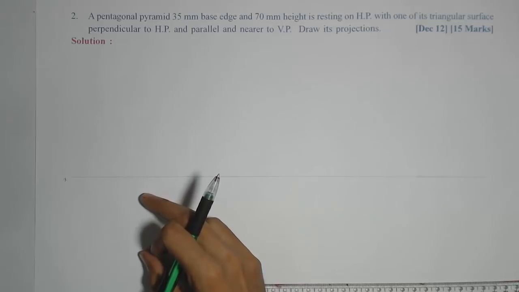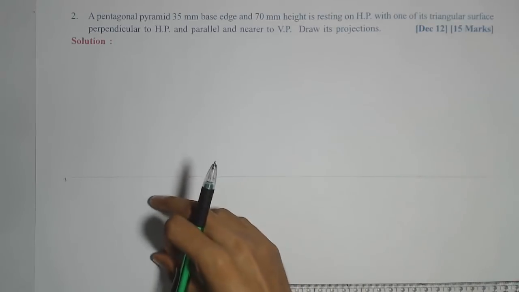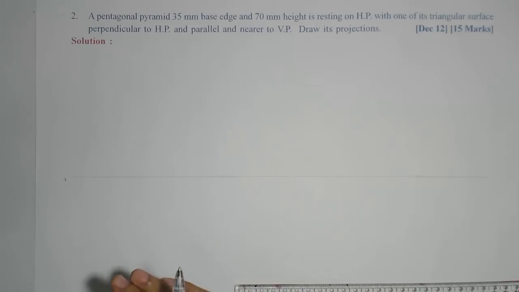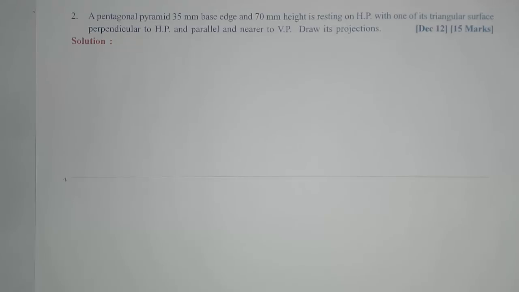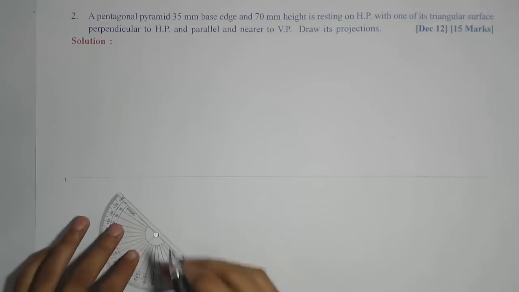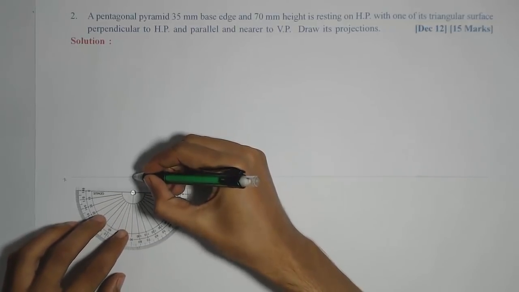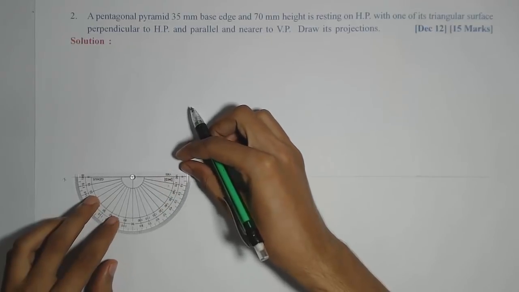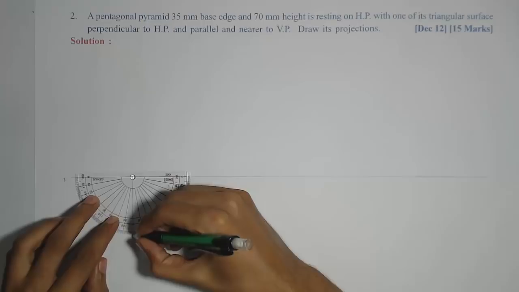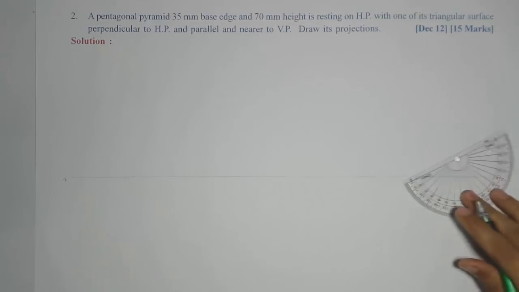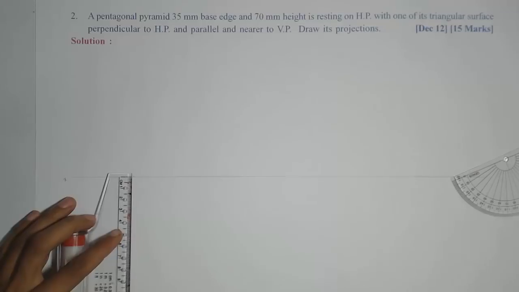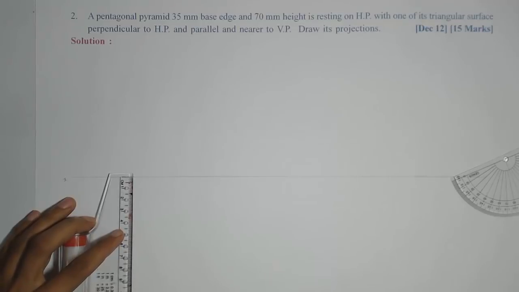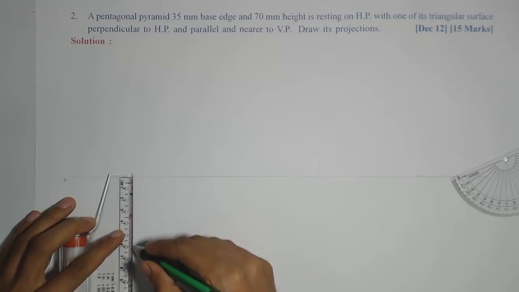Then only we can tilt that triangular surface containing that base edge, and we can draw it perpendicular to HP in the second stage. So first I'll draw the pentagonal base with one of the base edges perpendicular to XY, keeping that base edge on the right hand side. As done in the previous first question for pyramid, we'll follow the same method. Here the base edge for the pentagon is given as 35 mm. So we'll draw the pentagonal base of 35 mm.